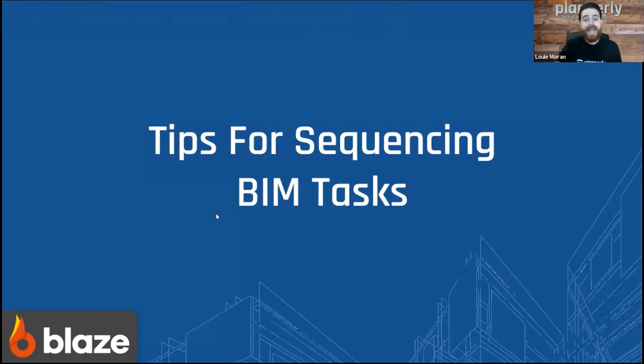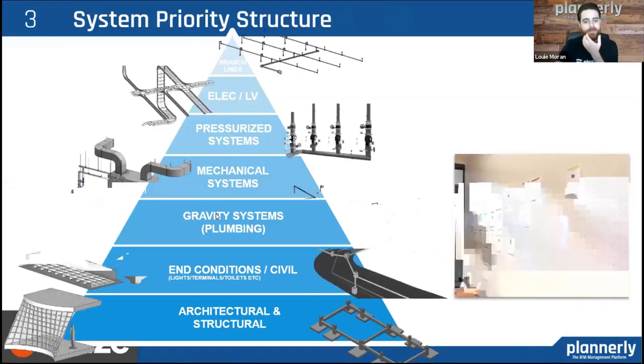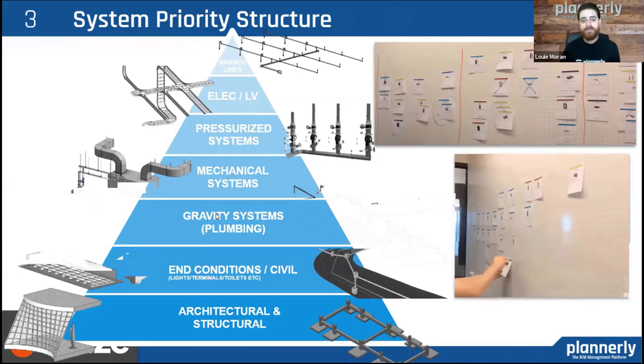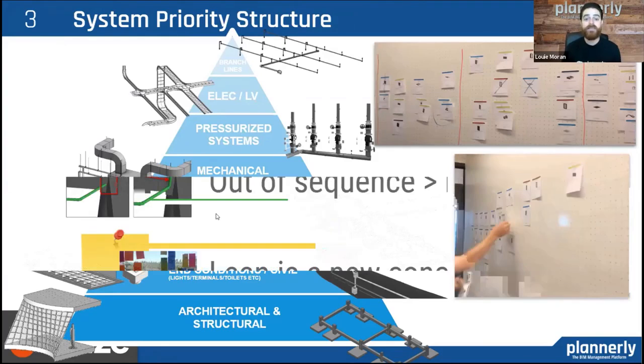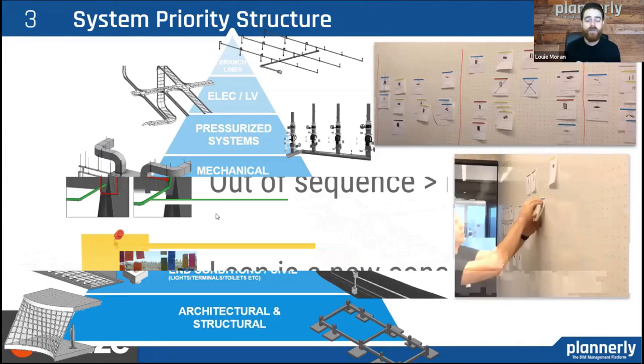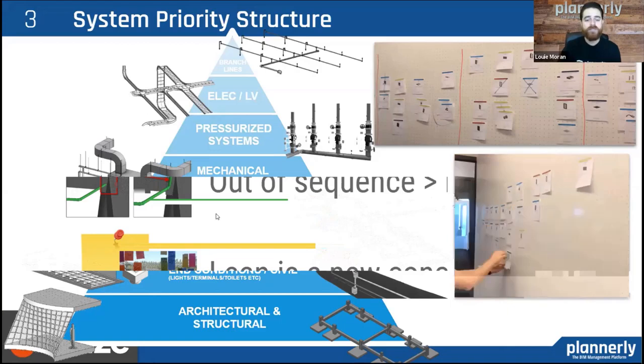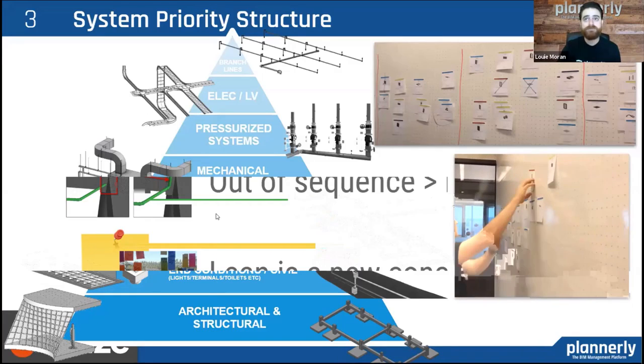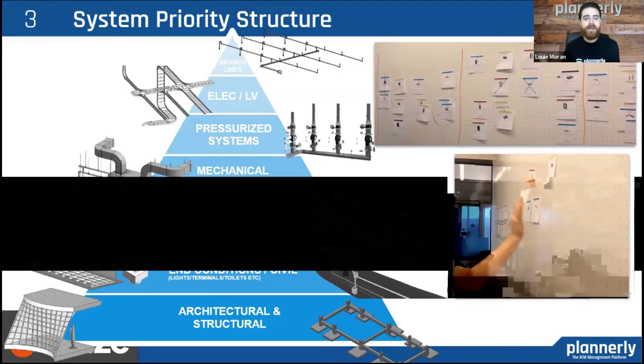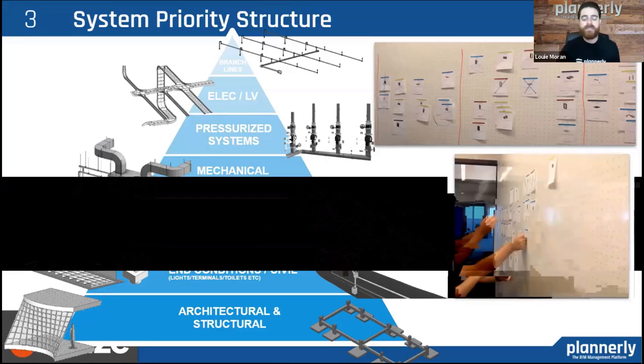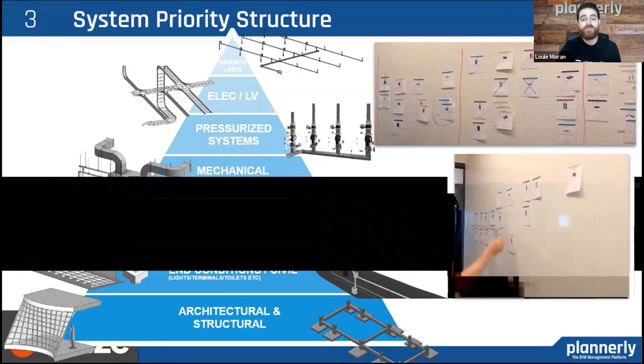Here's a couple of tips on how to sequence your BIM. If we can prioritize some systems before others and be on the same page, and if we can agree on this priority structure, it helps with the conversations we're having throughout coordination. Start with the end in mind and work backwards so we can sequence these elements as we go.